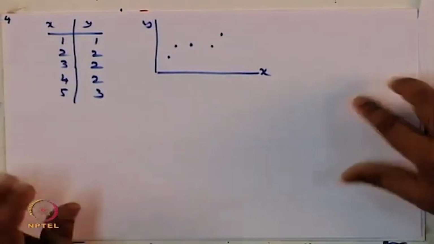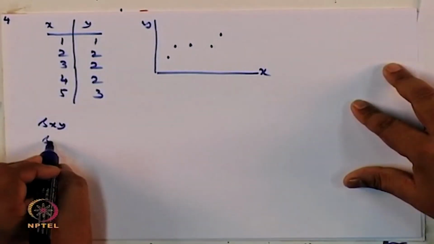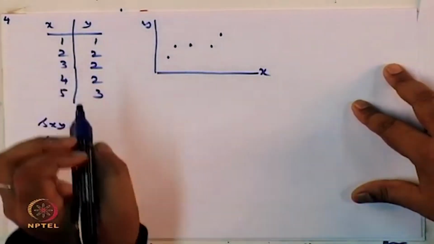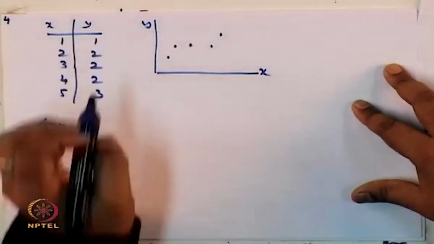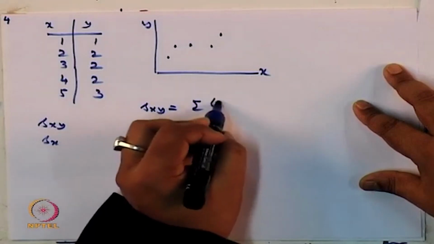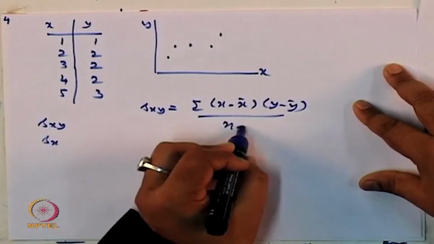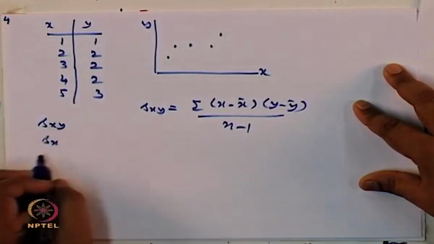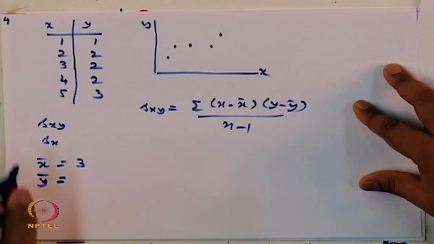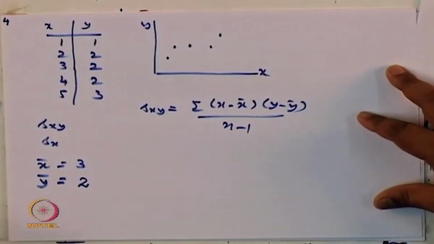Okay. So, I have to calculate s x y and s x in order to be able to compute b. For these particular values of x, I can calculate. s x y is given by summation of (x minus x bar) into (y minus y bar), divided by n minus 1. So, x bar comes out to be 3, and y bar comes out to be 2.